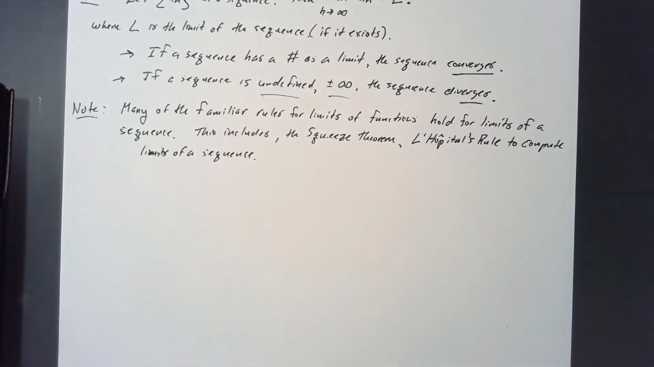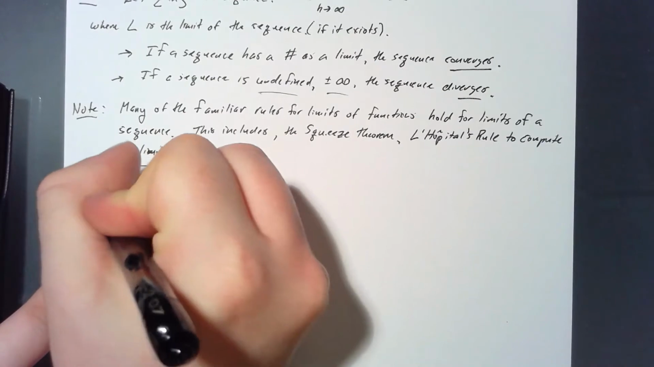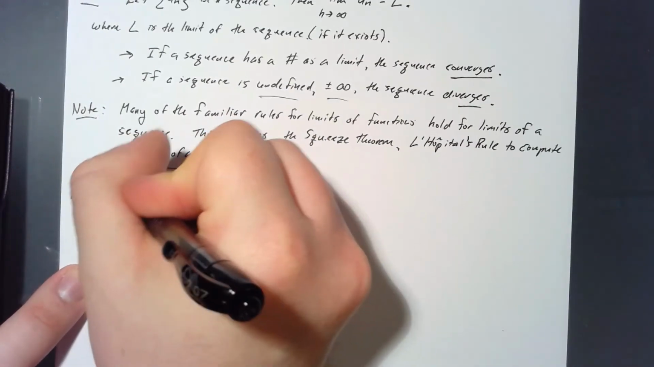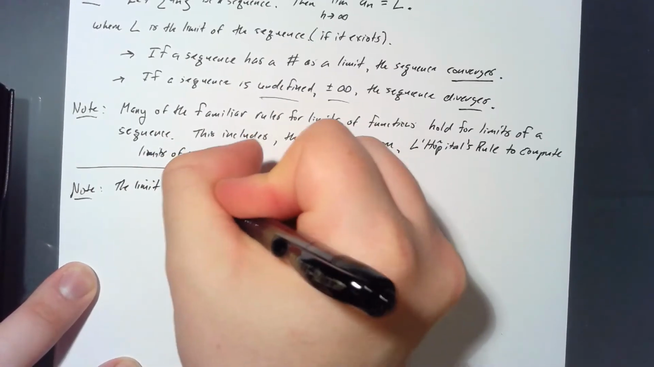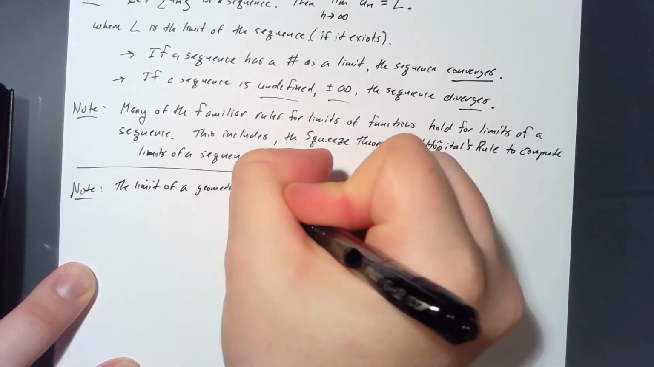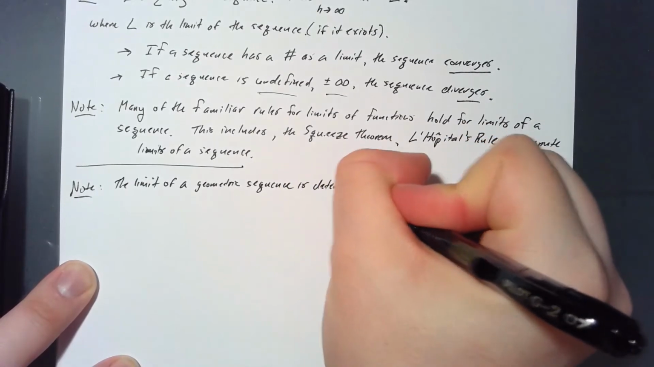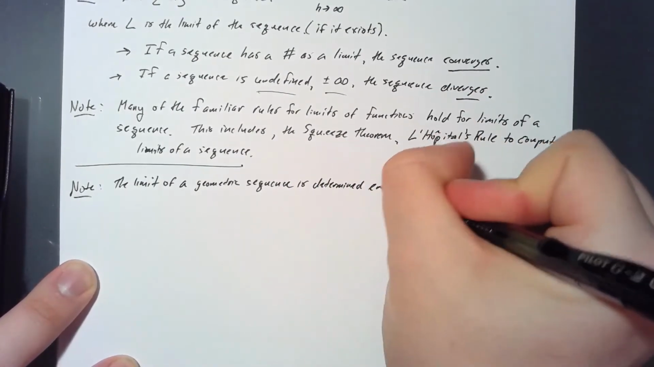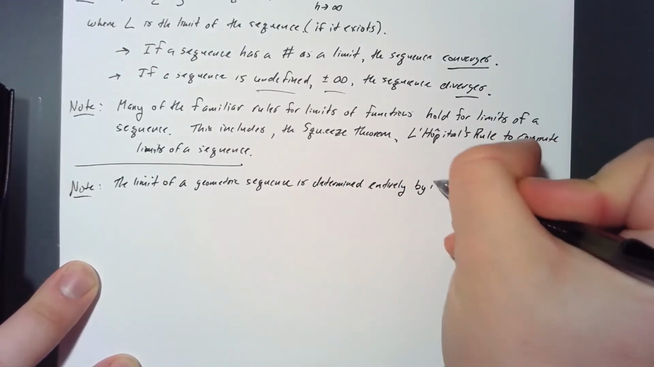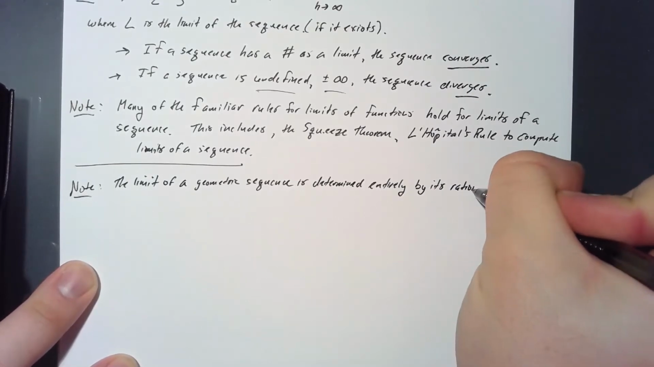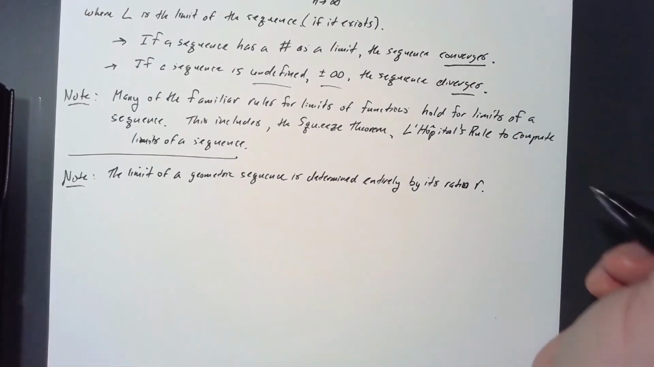Let me make a note here. So note, the limit of a geometric sequence is determined entirely by its ratio, which we denote as r. So what do I mean by this?